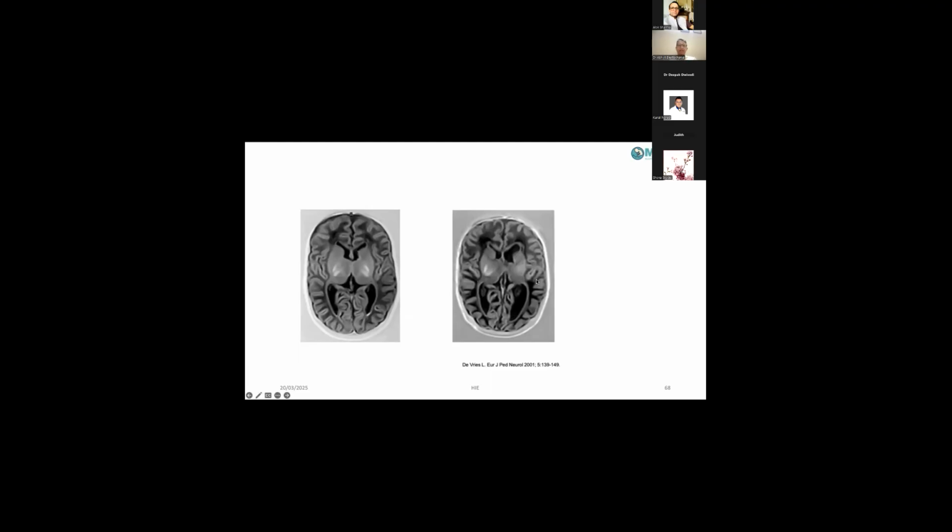Again, if anybody wants to take a guess, this is normal and this is abnormal. I've told you that already. This is abnormal only on what side? What could be the pathology? You cannot see the PLIC on just one side. What could be the pathology? You do not get HIE on one side, right?